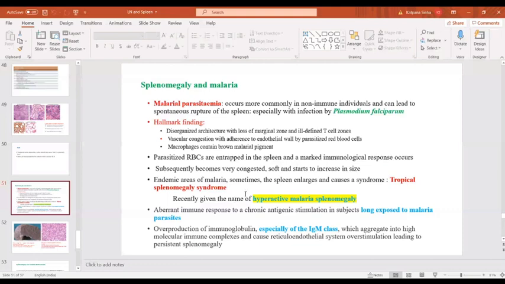In the endemic area, this spleen enlarges and the syndrome is called tropical splenomegaly syndrome, and the name has now been changed to hyperactive malarial splenomegaly. It happens in endemic areas, when there is chronic antigenic stimulation by the malarial parasite, so it develops in subjects who are long exposed to the malarial parasite. There will be an antigenic response and immunoglobulin production, especially IgM. They get formed and accumulate in the reticuloendothelial system, and so there is a persistent and massive splenomegaly.